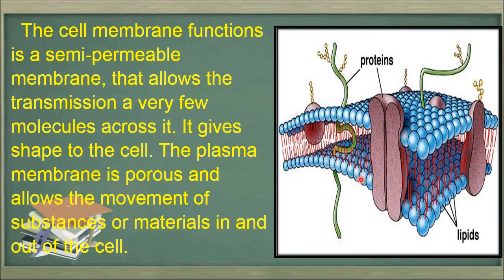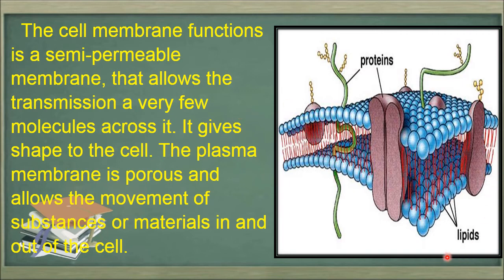Now let's talk about the cell membrane in detail. The cell membrane is a semi-permeable membrane that allows the transmission of very few molecules across it. It gives shape to the cell. The plasma membrane is porous and allows the movement of substances in and out of the cell. So what does it mean? It means that it is selectively permeable. Selective means choosy. It's not going to allow everything to enter into it.